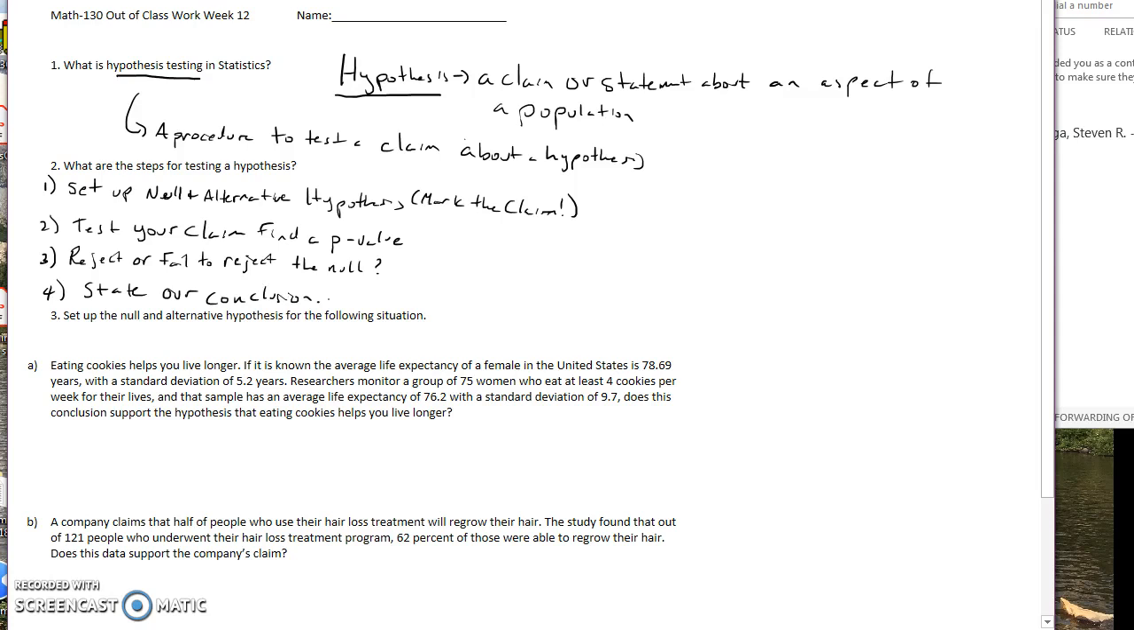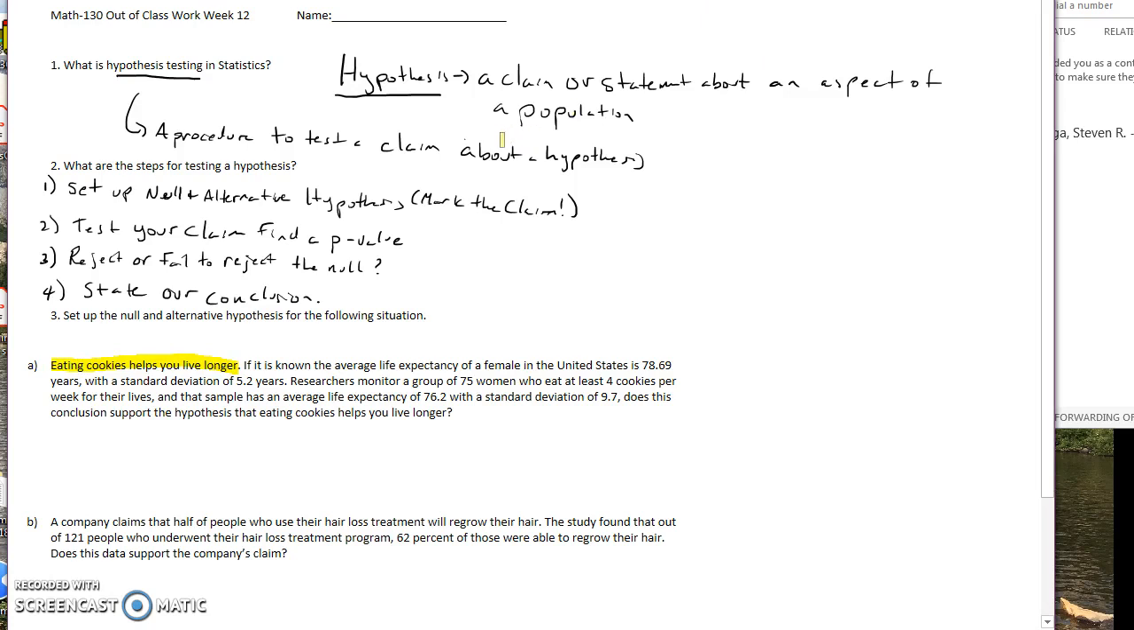So now the last thing we're going to take a look at this week is we're going to practice a lot setting up a null and alternative hypothesis for these situations. So let's take a look at the first example. The first example says, eating cookies helps you live longer. That seems to be a claim or a hypothesis.